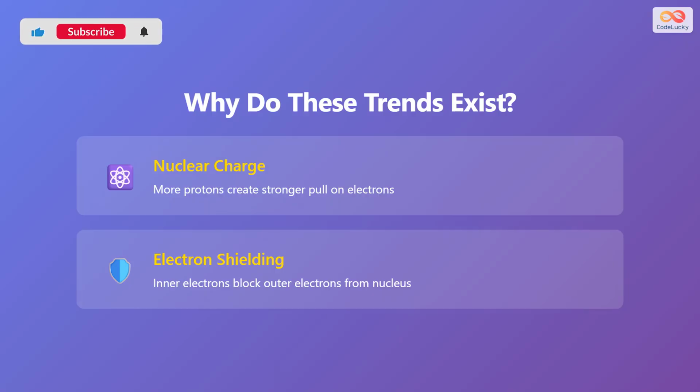All of these trends can be explained by two competing forces. First is nuclear charge, the attractive force from protons in the nucleus. As we add more protons, this force gets stronger and pulls electrons closer. Second is electron shielding, where inner electrons block or shield outer electrons from feeling the full nuclear charge. As we move across a period, nuclear charge dominates. As we move down a group, electron shielding and distance dominate. The balance between these forces creates all the trends we observe.